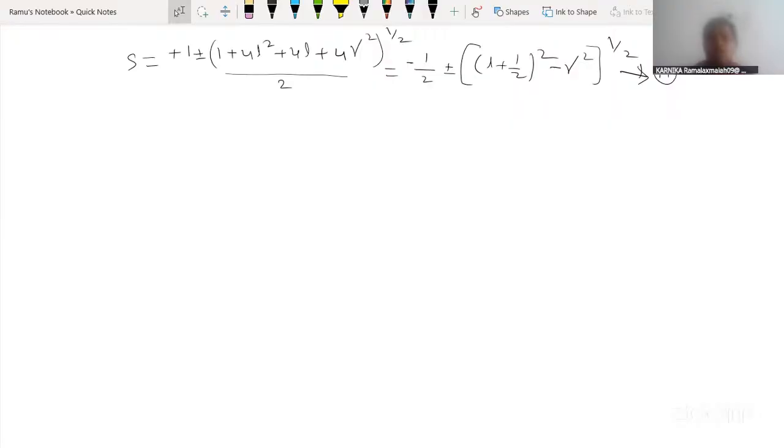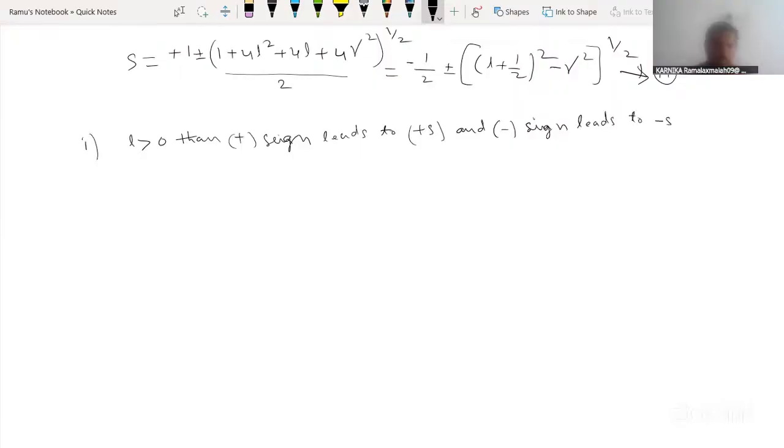That is the formula. You have three points. The first is L greater than 0: the plus sign leads to plus s and the minus sign leads to minus s. The second point is L is equal to 0.